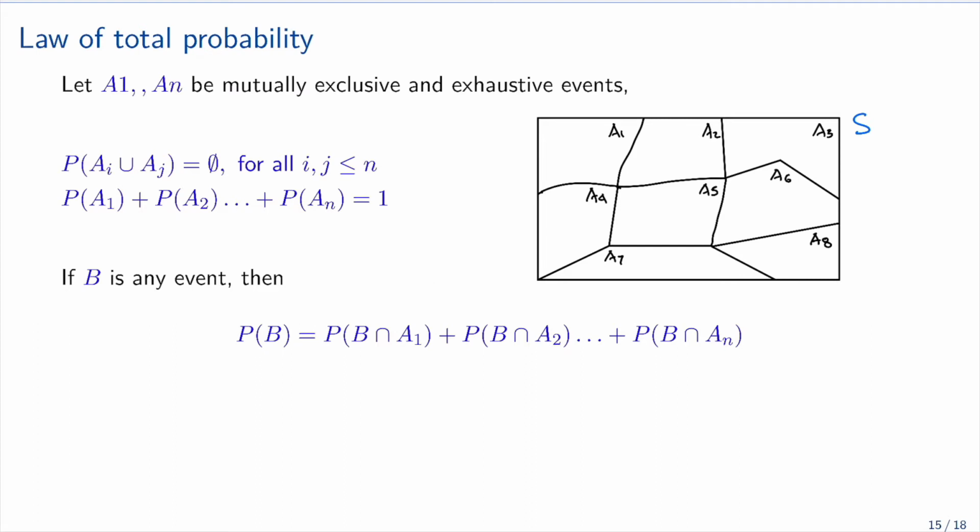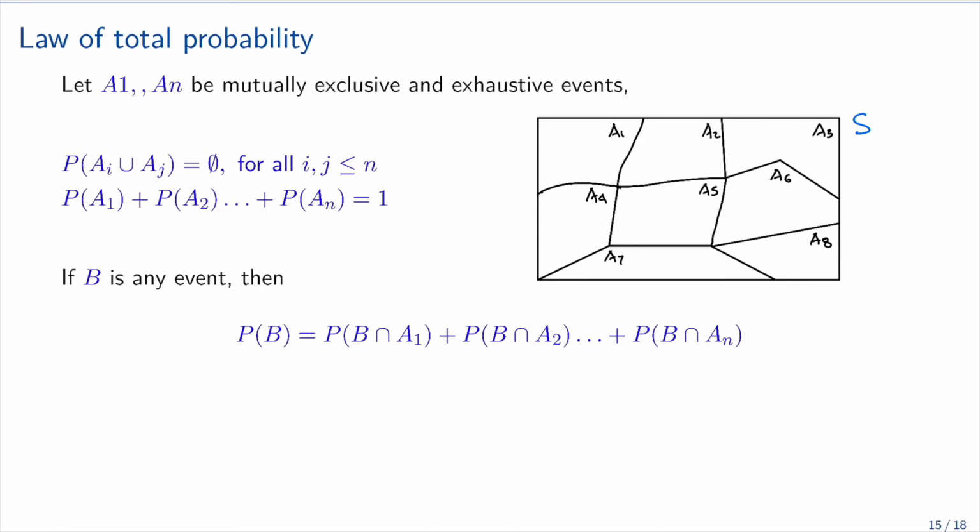Law of total probability. Let's consider a set of events A1 to AN which are mutually exclusive and exhaustive events. By mutually exclusive we mean that the intersection between any two is empty, and by exhaustive we mean that the sum of all the probabilities of the events is equal to 1, so they form the total sample space.